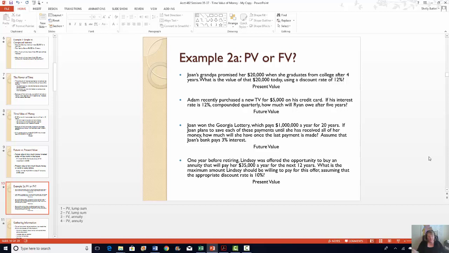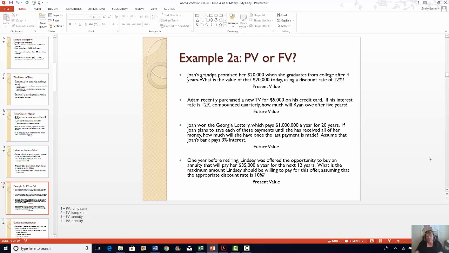But if you're talking about payments or any kind of payments that are consistent, one a year, those are annuities. And this one is a future value of an annuity. So we'll use a completely different chart for this problem. And then the last one: one year before retiring, Lindsay was offered the opportunity to buy an annuity that will pay her $35,000 a year for the next 12 years.